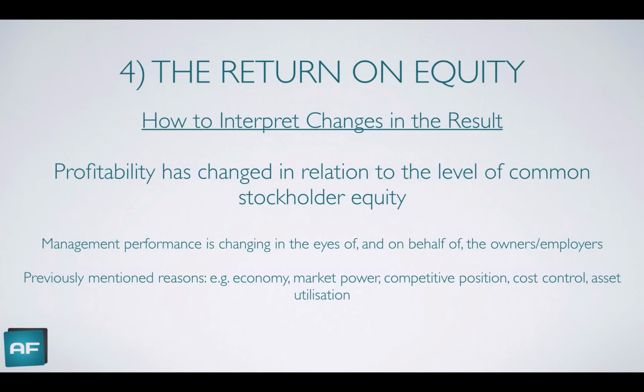So since it uses net income in the figure, it incorporates all the decisions of management. So it's a big indicator. It's a strong indicator about the performance of management in generating net income. And it has this in relation to common stockholder equity, which means it's on behalf of the common stockholders or the owners. I'm not going to repeat all the previous ones, but there are other factors that are involved: the economy, market power, competitive position, plus we've added cost control and asset utilization.